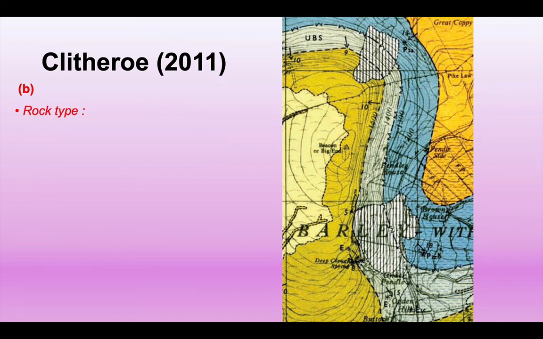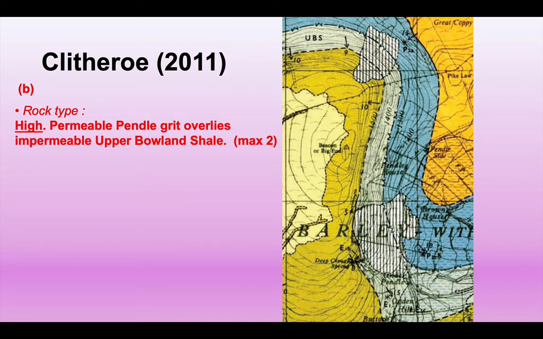So if we think about the rock type and how the rock types contributed to these mass movements, this is going to be a high chance of contributing. We've got Pendle grit, which could well be permeable, overlying an impermeable shale. That means you're going to have water building up at the bedding plane between the two. Clearly that can cause some lubrication issues.